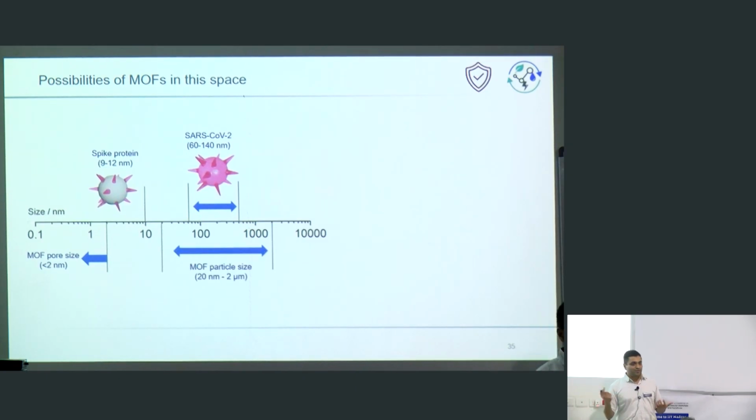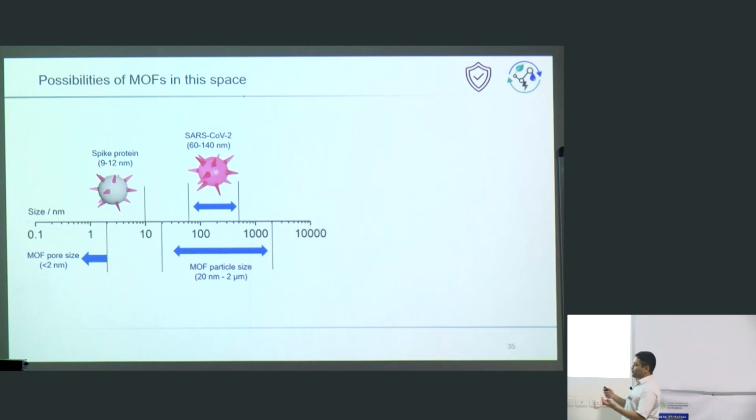But the key thing where MOFs can play a role is the actual particle sizes. So when you produce MOF particles, they typically are from 20 nanometers to 2 micrometers, and this window is perfectly suitable for interacting with the virus. Of course, it's going to be much bigger than the spike protein, so you can actually have the entire spike protein interacting with the MOF surface, right?